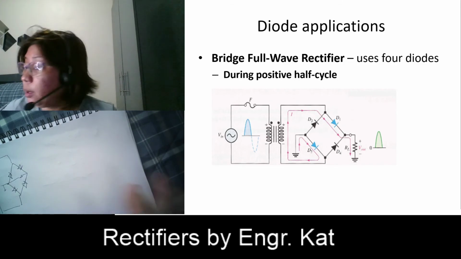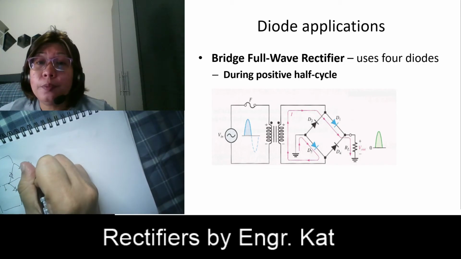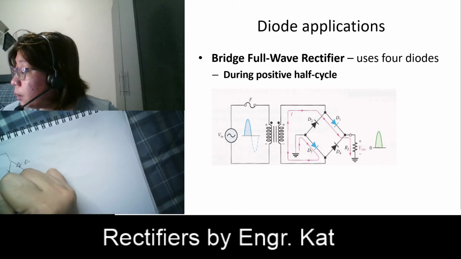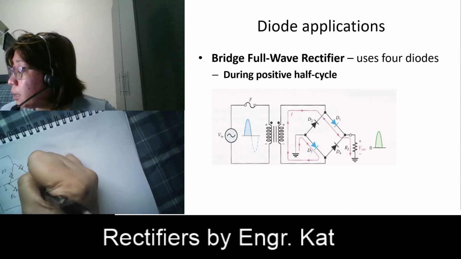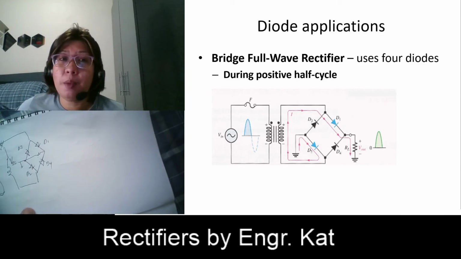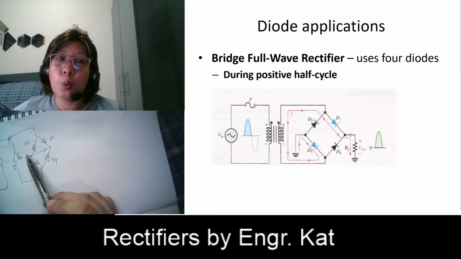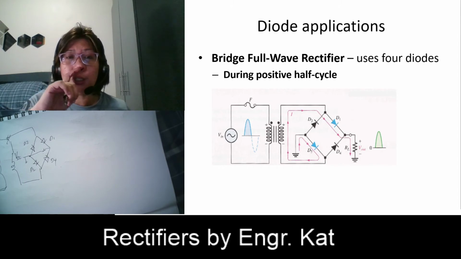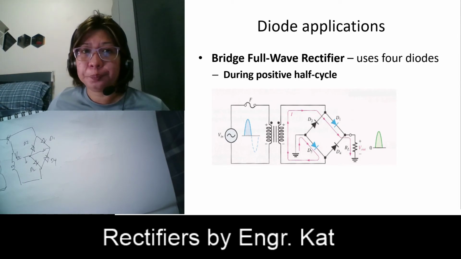Let us call this diode 1, this is diode 2, this is diode 3 and this is diode 4. Take note of the names of the diodes because some other books make use of different numbering for diode 1, diode 2, diode 3, diode 4. You might be confused, so you just have to look at their positions.